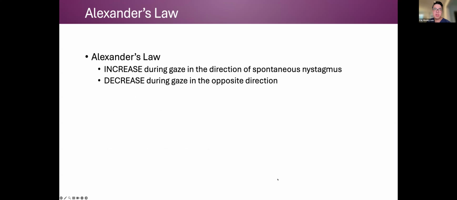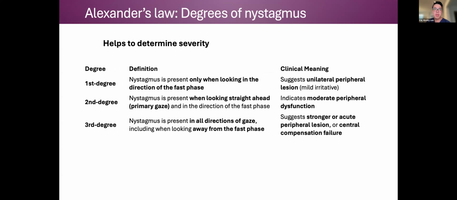And then you can't really talk about this without talking about Alexander's law. This is the idea that your nystagmus would increase if you have the patient look towards the direction of the nystagmus, and then decrease if they're looking in the opposite direction. Related to this are the degrees of nystagmus, which help us determine the severity of the lesion. A first degree nystagmus is only present when the patient is looking towards the direction of the fast phase. You can see it. It usually suggests a unilateral peripheral lesion.